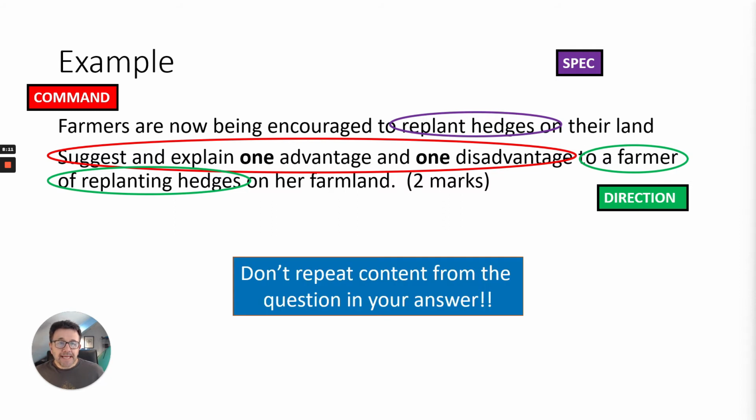So key answering these types of questions, don't repeat the content from the question in your answer. So I've seen it in many students where they would start the question by saying advantage to a farmer of replanting hedges on her farmland are, and then they answer the question. Well, that's not really going to help you because you're just repeating the question and you just probably wasted about 30 seconds writing out the question. So please don't do that in an exam.